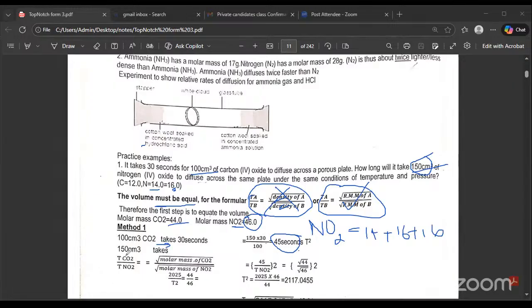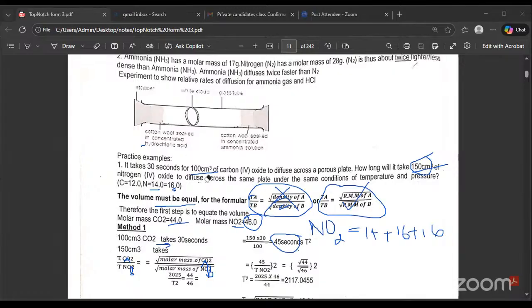Now, the time for CO2, I want you to see what we are talking about. Let me put TA for CO2, and TB for nitrogen peroxide. For time, we put it directly. So you put that one. Let me wrap those up so that we continue and solve it.